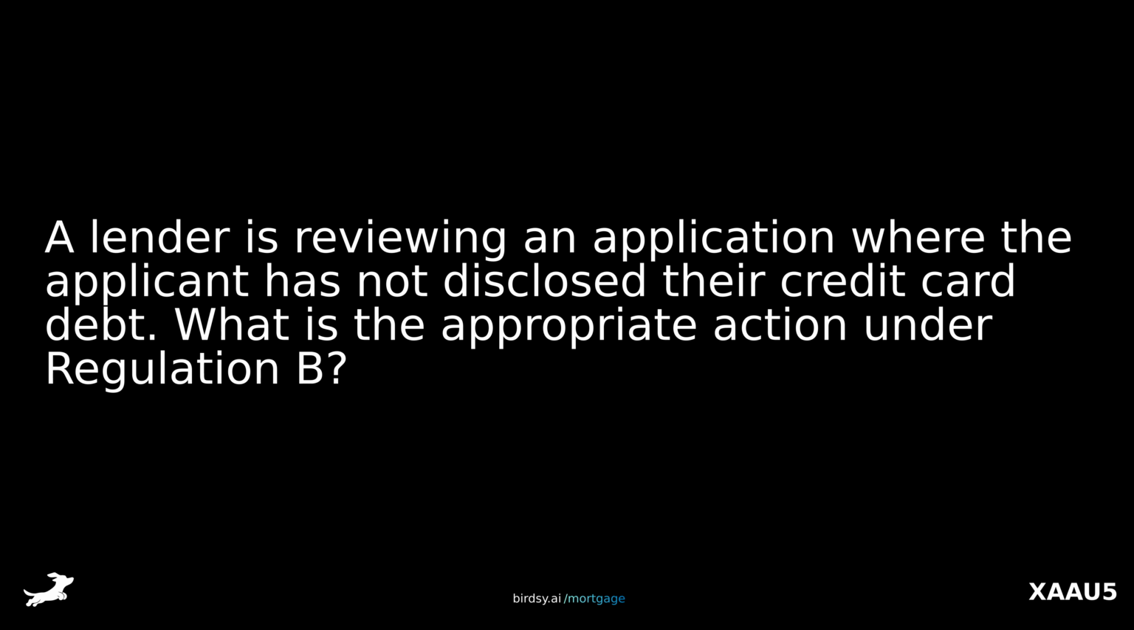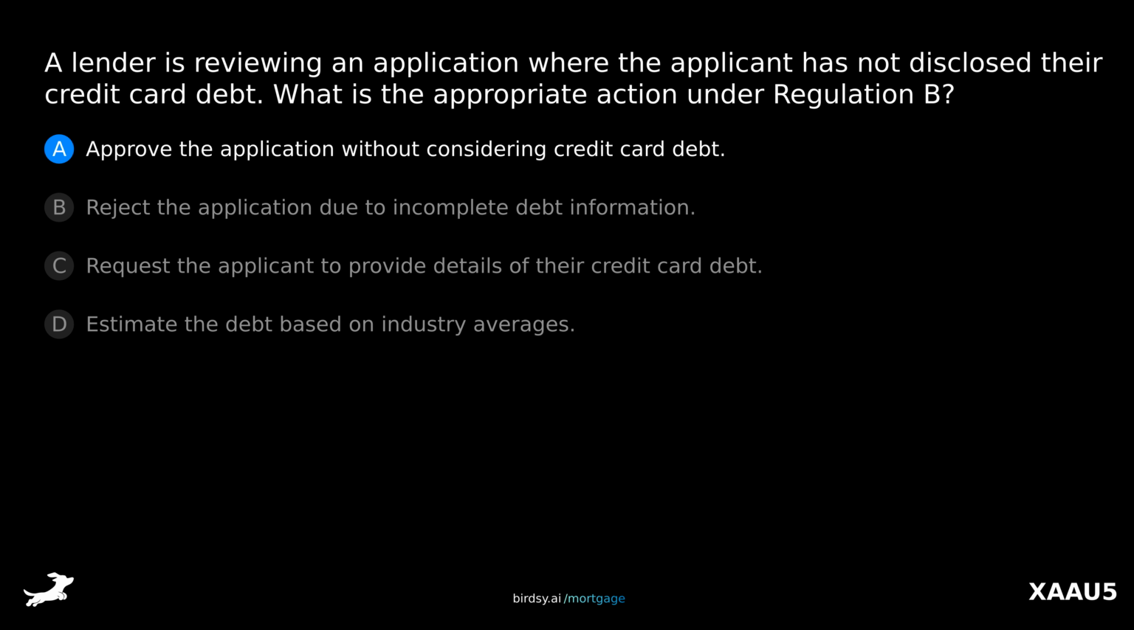A lender is reviewing an application where the applicant has not disclosed their credit card debt. What is the appropriate action under Regulation B? Is it A, approve the application without considering credit card debt? B, reject the application due to incomplete debt information? C, request the applicant to provide details of their credit card debt? Or D, estimate the debt based on industry averages?